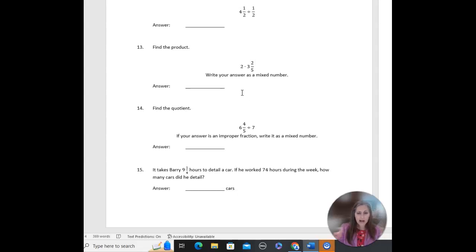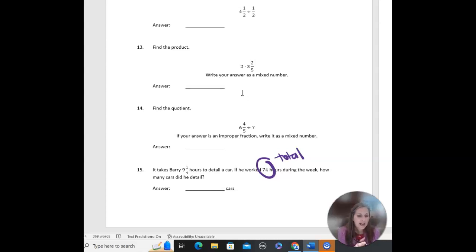Now, 74 hours is the total that Barry worked. So we have to decide here, are we adding? Are we subtracting? Are we multiplying, dividing? Are we using an exponent? Are we taking the square root? What operation are we doing here? Again, this is what this class is about. It's about reading mathematics. How do you read a statement? How do you read a sentence in English and convert it to a mathematical operation? And that's what I love to talk about.